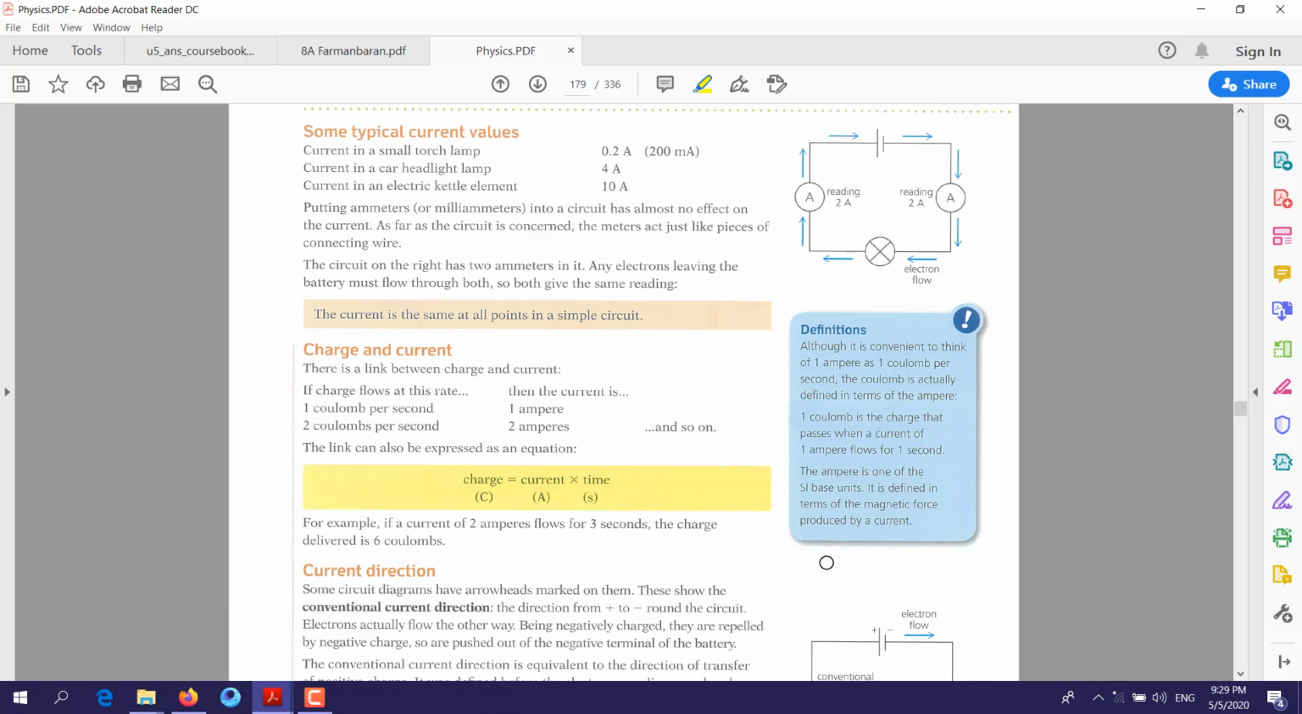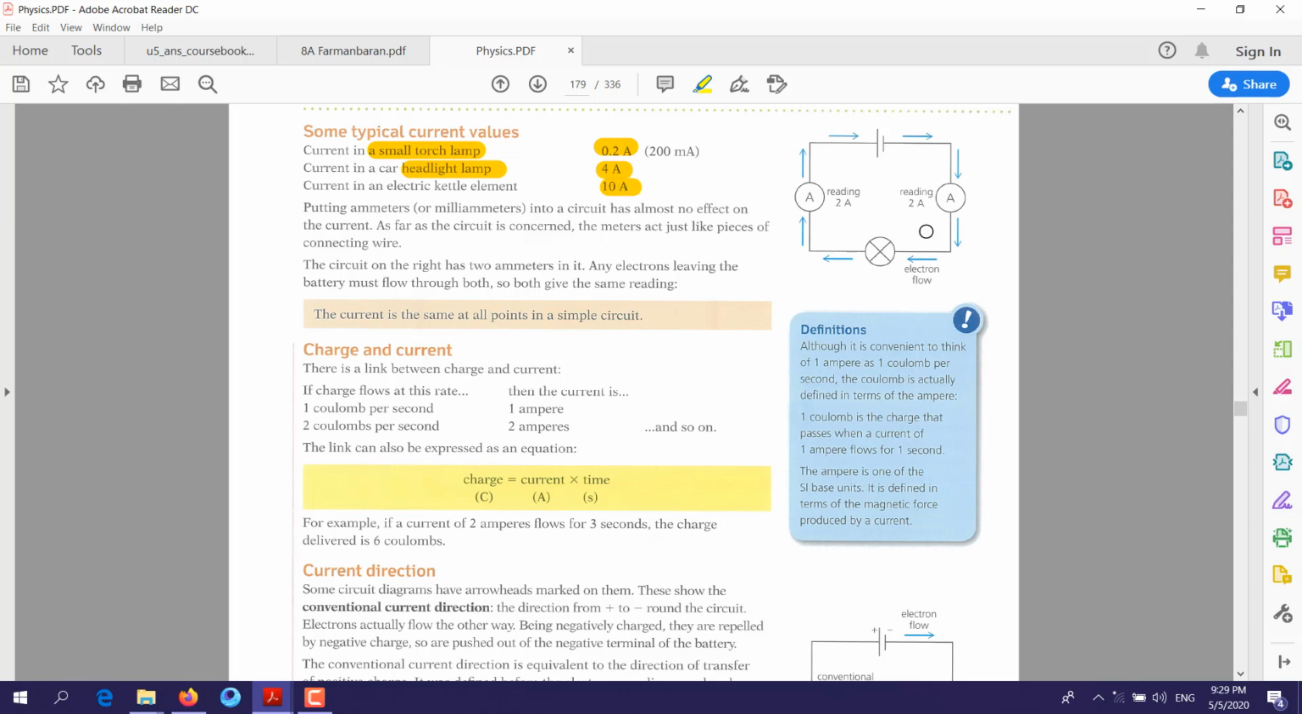Some typical current values. For example, the current in a small torch lamp, what is it? It is 0.2 ampere, or 200 milliamperes. Current in car headlight lamps is 4 amperes. Current in an electric kettle element is 10 amperes.